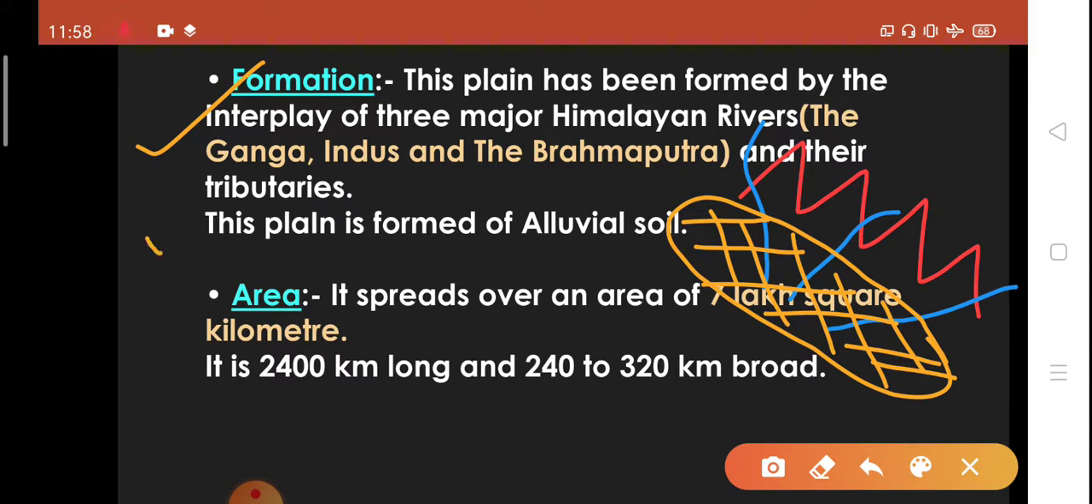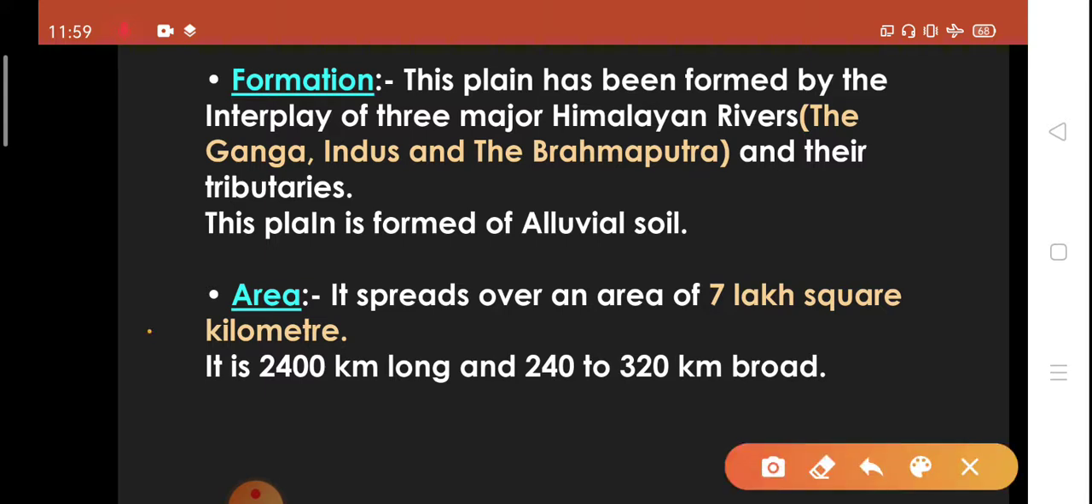Now the second point says this plain is formed of alluvial soil. That means this yellow shaded region, which represents the northern plains on the Indian map, has a lot of alluvial soil. That means the soil type found in these northern plains is known as alluvial soil. Alluvial soil is just a type of soil which is the most fertile soil found in India, and the most fertile soil is found in the northern plains of India.